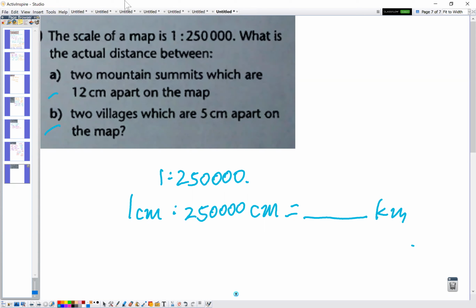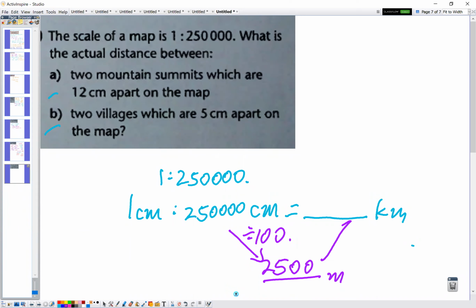Now look at the answers. Remember, the answer you send to me has to be in kilometers because it's unlikely people describe the distance between two cities in anything else, isn't it? So look at this question here. We gave you some hint before. We said this is 250,000 centimeters. We convert this one to meters first. From centimeters to meters, we divide by 100. So this number will become 2,500 meters.